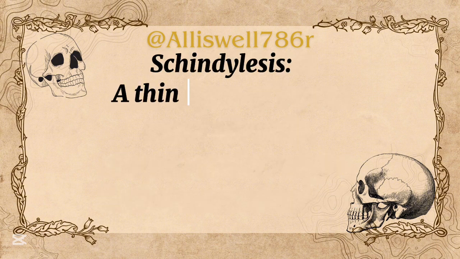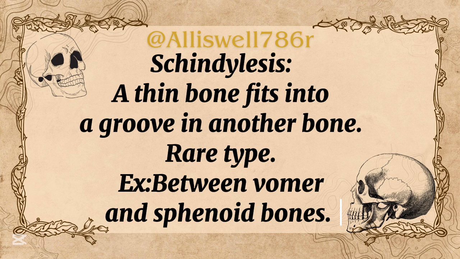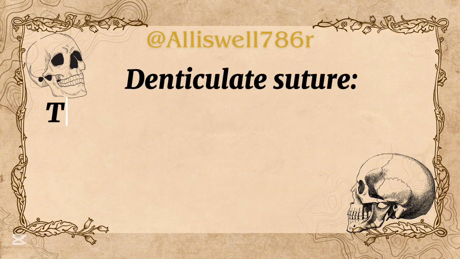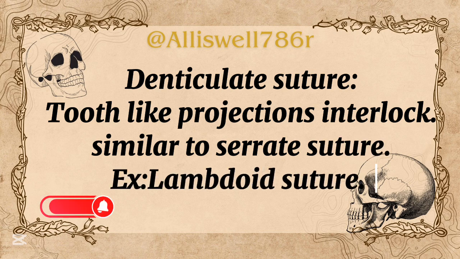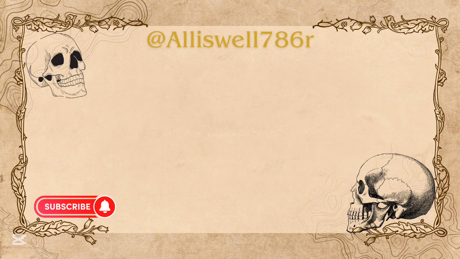Example: internasal suture. Schindylesis: a thin bone fits into a groove in another bone. It is a rare type. Example: between vomer and sphenoid bones. Denticulate suture: tooth-like projections interlock. It is similar to serrate suture. Example: lambdoid suture.